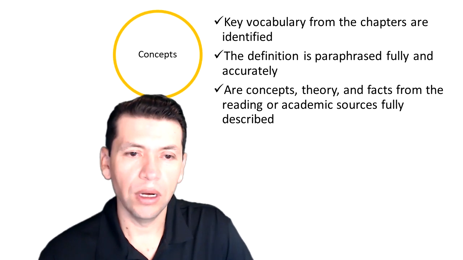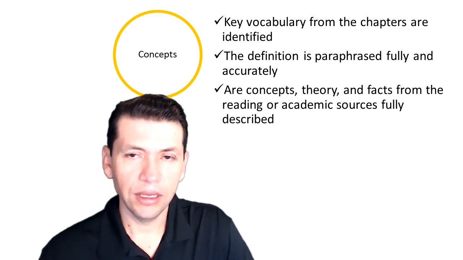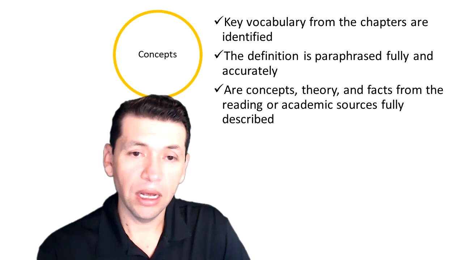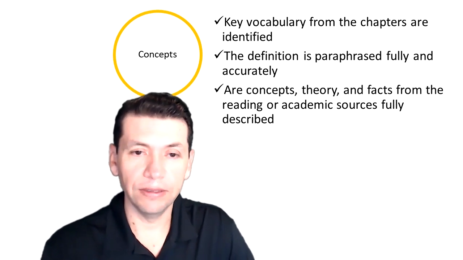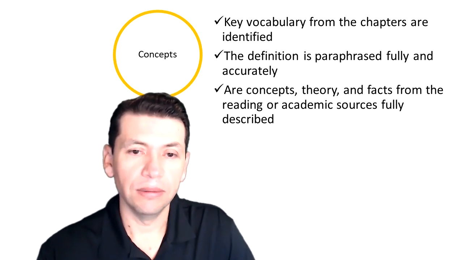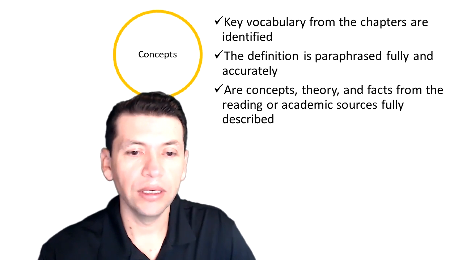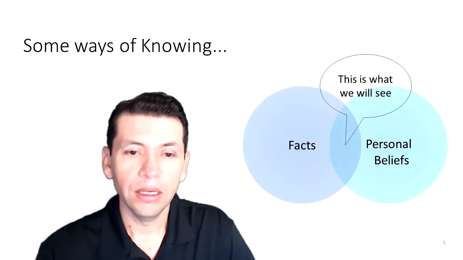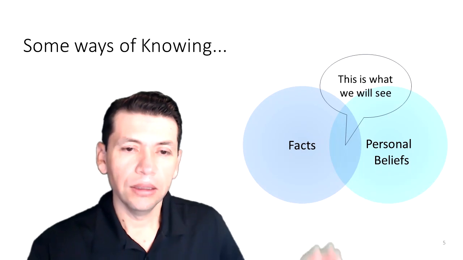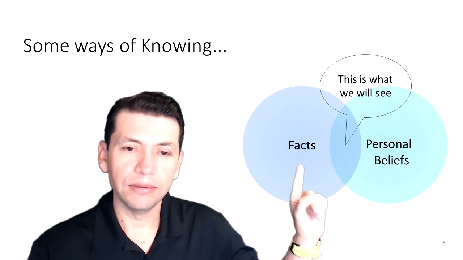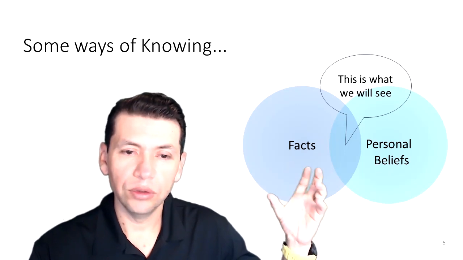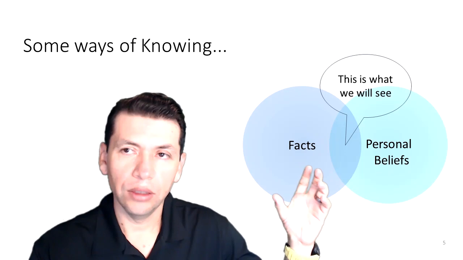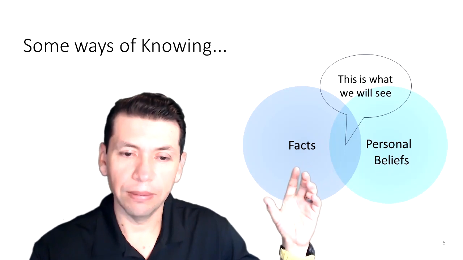And make sure that you are using that content by fully identifying the concept and paraphrasing the definition accurately with all of the subcomponents of the definition. Make sure that your concepts, theory, and facts are accurate and are fully described. So again, first you're going to identify concepts and facts and theory, and then that is going to help you begin to understand the content a little bit more in depth.